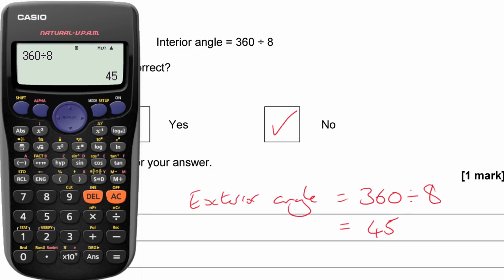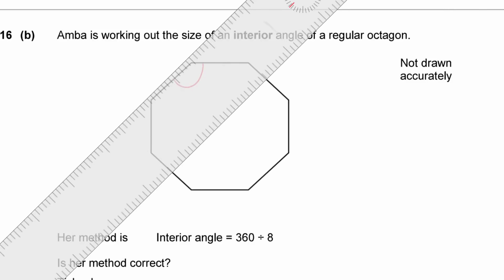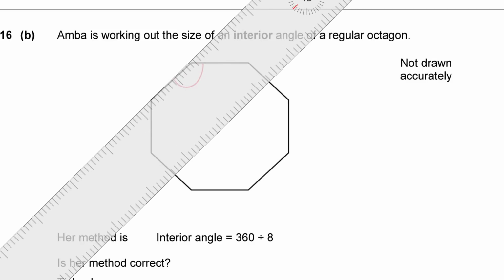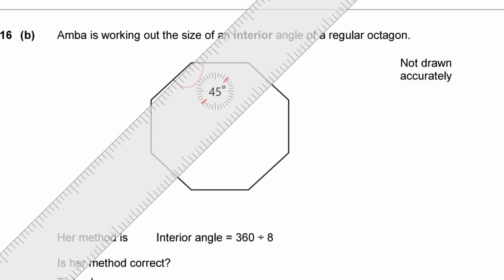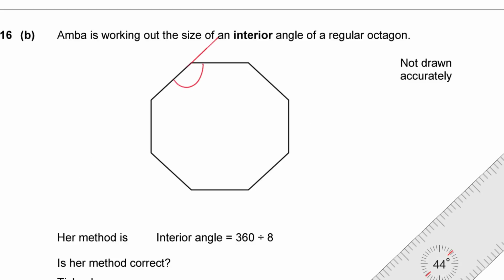Okay, so what is an exterior angle? Well, if I took my ruler and lay it on my line on that side, look, and I extend it out a little bit beyond the shape, then the exterior angle is the angle that line makes with the side here. So that one is 45 degrees. Okay, that is the exterior angle.